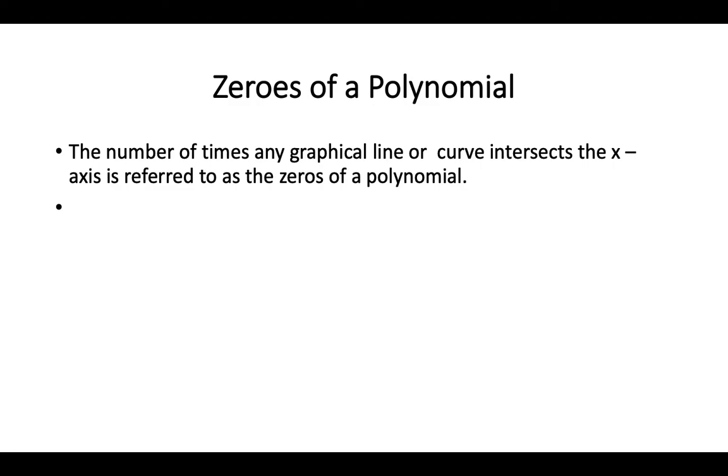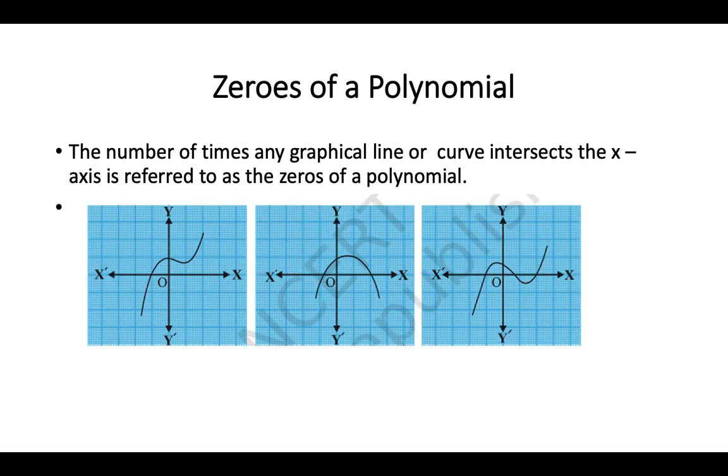Now I have taken a few examples from the NCERT book, like this. These are three different examples. As you can see, this is the x-axis and this is the y-axis. The number of times this particular curve intersects the x-axis will be the number of zeros of the polynomial. For example, this line is cutting the x-axis only here. It means its number of zeros will be equal to 1.